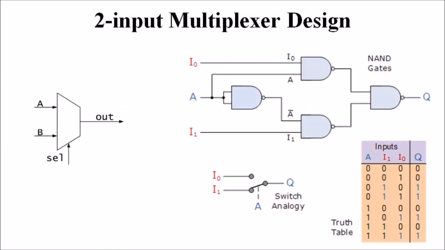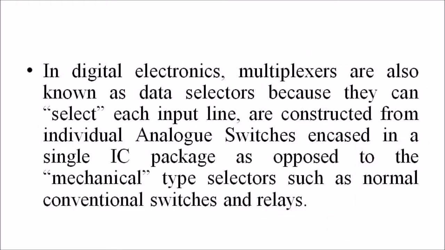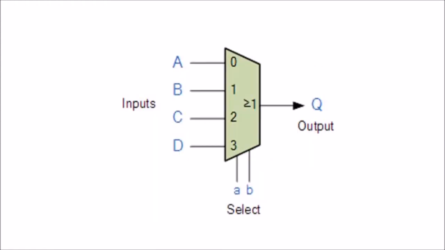The schematic shows the 2-to-1 multiplexer, and the selector wire connects the desired input to the output. In digital electronics, multiplexers are also known as data selectors because they can select each input line. They are constructed from individual analog switches encased in a single IC package, as opposed to mechanical type selectors such as conventional switches and relays. They are used as one method of reducing the number of logic gates required in a circuit design, or when a single data line or data bus is required to carry two or more different digital signals.